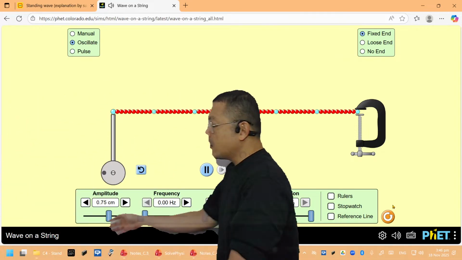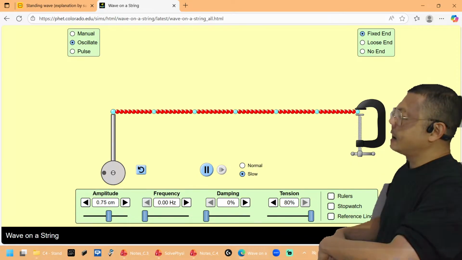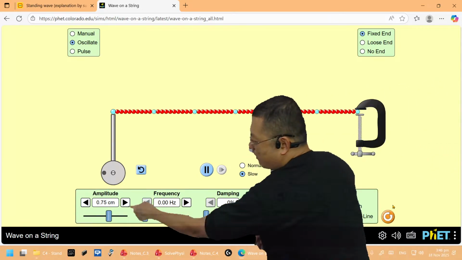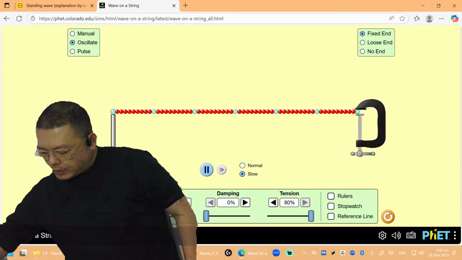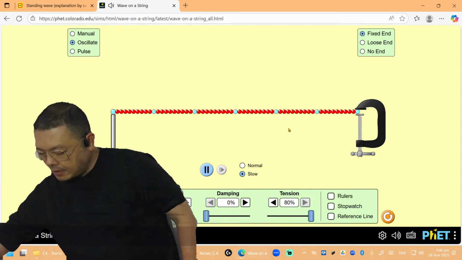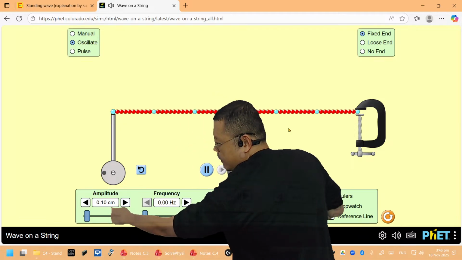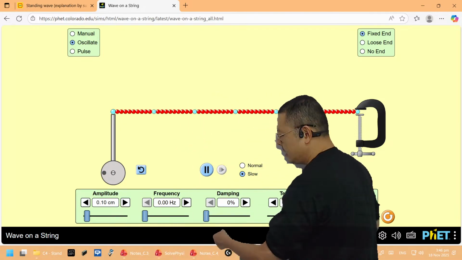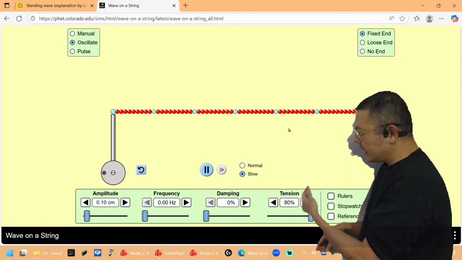I'm going to give you a string. I'm going to start off with a very low amplitude of 0.1 cm, with zero frequency, no damping, and of course tension is 80%.